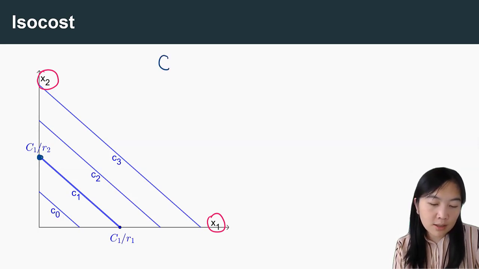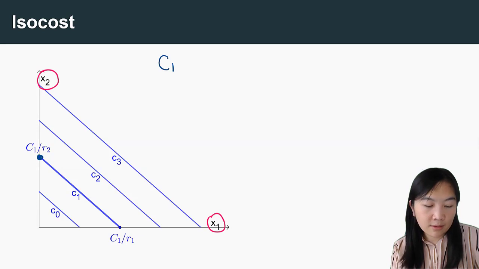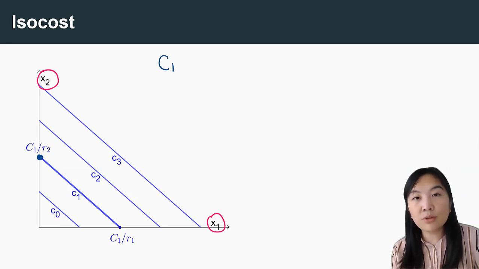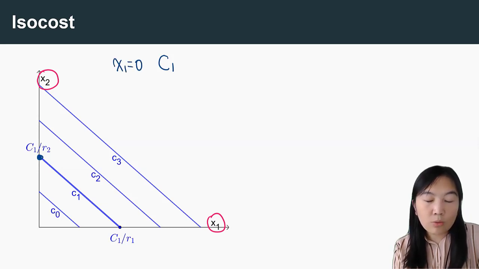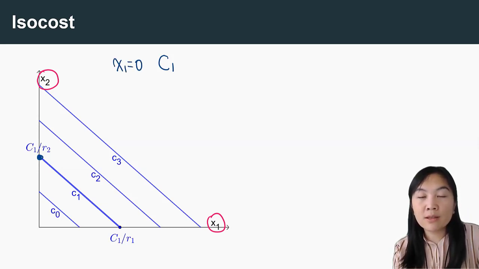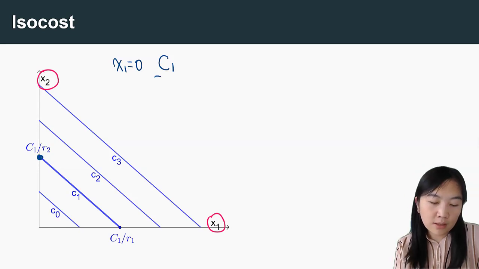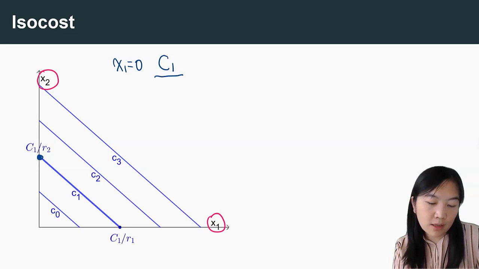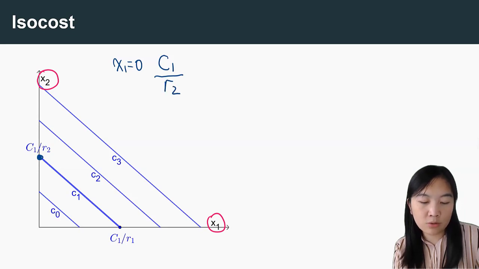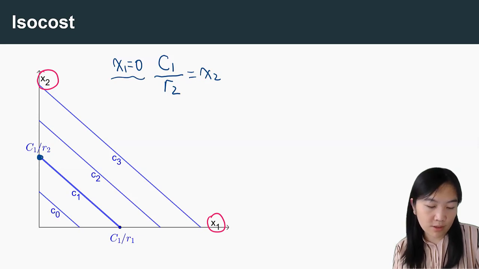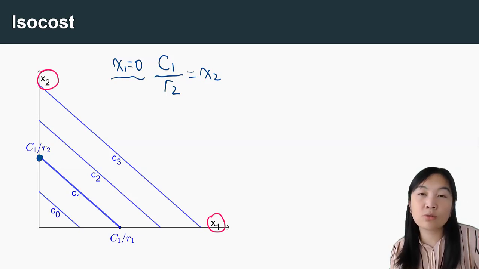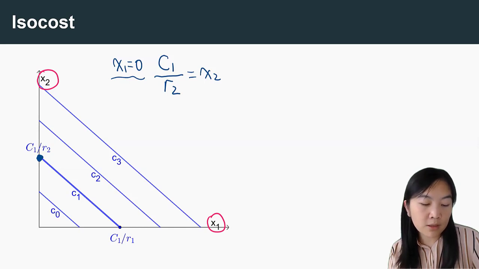Suppose your cost is C1, and since this is the x2 axis, the vertical axis, your x1 equals 0. So when your x1 equals 0, what is the quantity of x2 that you can afford with this C1? So this C1 over R2 will be the x2 quantity when x1 is equal to 0. So x1 equals 0, x2 equals that number. So that's the case when you spend all of your money on x2.